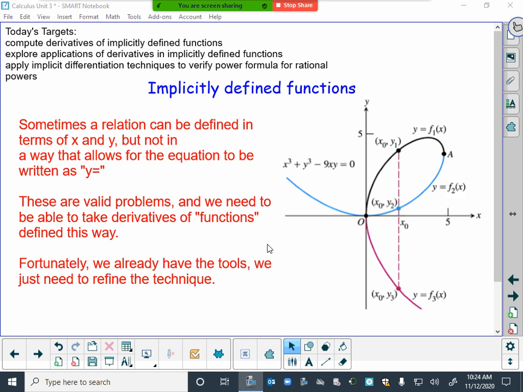Certainly the orbits of planets and those kinds of things are not functions. And so to get the full picture, we need to be able to deal with those, and certainly we're interested in the rates of change and trajectories and things that go along with the planets, and the other things that are flying around in space. All right, so we have the tools. We just need to refine our technique.